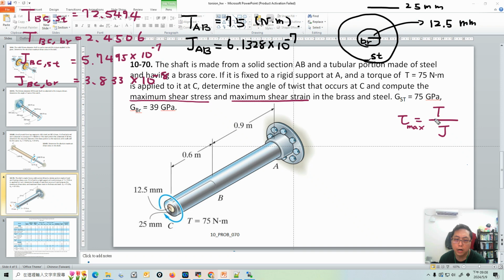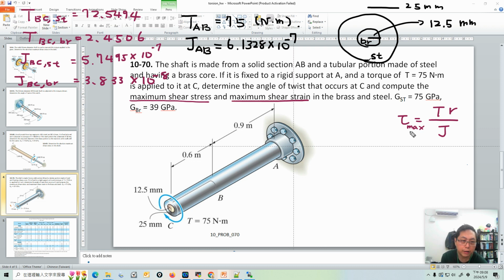I just change it to R. In this textbook he uses c for the radius, but sometimes it's very hard to think of c as a radius. So I just use R for radius, because maximum shear stress is always at the surface. So rho is equal to R.